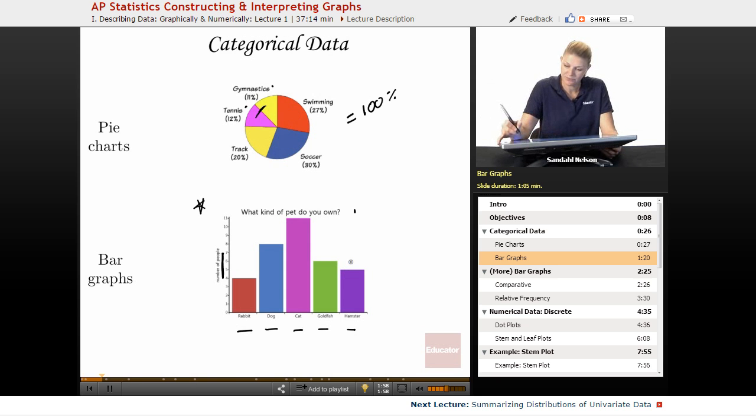This is really important when you're doing a bar graph: these bars do not touch. If they do touch, it's a completely different type of graph. So make sure when you're making a bar graph that the bars don't touch. And then generally on this axis, which we call the y-axis, you're going to have a count. And on this axis, which is the x-axis, you're going to have the different categories.